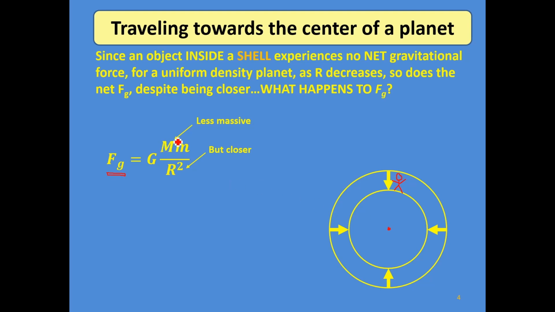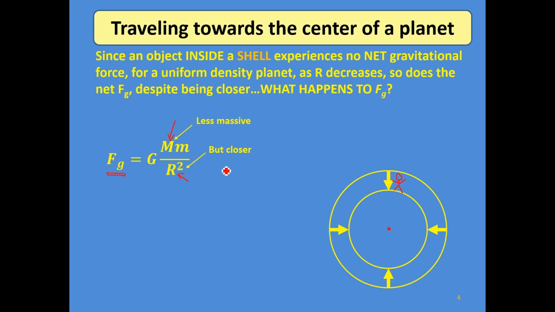And the reason why it's not so obvious is that even though you're getting closer to the center of mass, which would make your FG go up, because this would get smaller, right? As this gets smaller, the whole term would get bigger. But you also have less mass underneath you because your planet is smaller. And so it's not just straight up obvious, and so you've got to do a little bit of math.